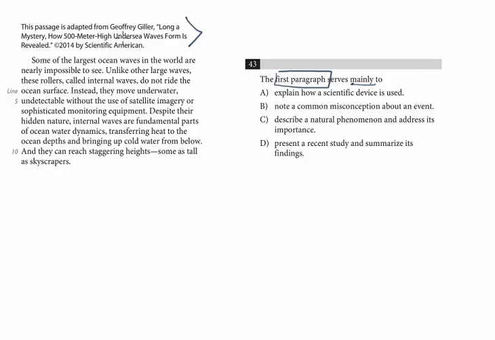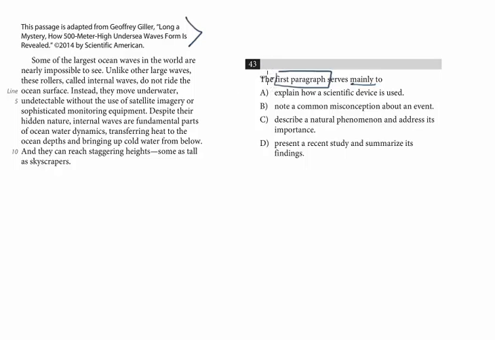This passage is adapted from Long, A Mystery, How 500 Meter High Undersea Waves Form is Revealed, 2014. Some of the largest ocean waves in the world are nearly impossible to see. Unlike other large waves, these rollers, called internal waves, do not ride the ocean surface. Instead, they move underwater, undetectable without the use of satellite imagery or sophisticated monitoring equipment. Despite their hidden nature, internal waves are fundamental parts of ocean water dynamics, transferring heat to the ocean depths and bringing up cold water from below. And they can reach staggering heights, some as tall as skyscrapers.